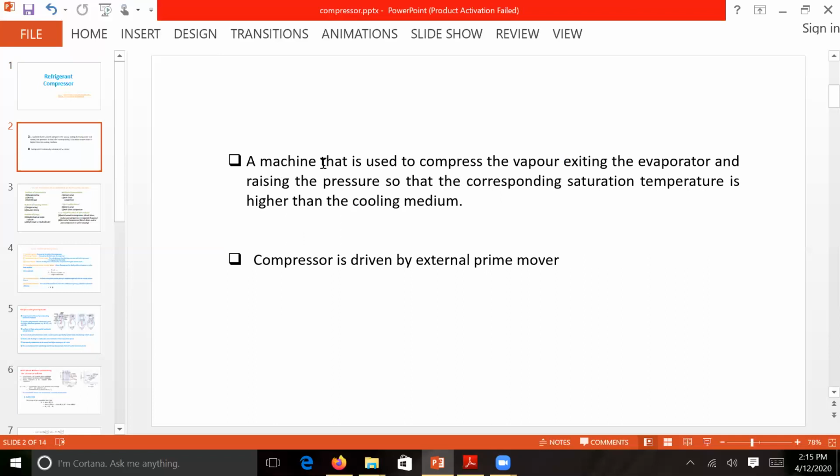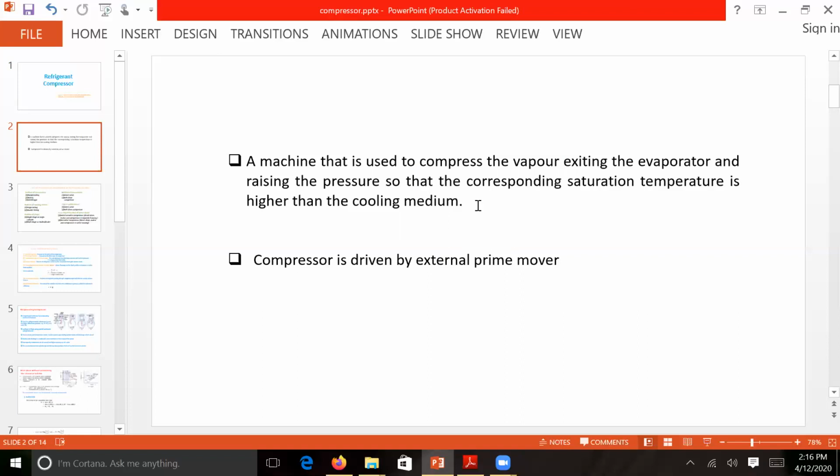Suppose the refrigerant has a condensation temperature of 35 degrees Celsius at 5 bar, and your ambient is at, let's say, 36. Then your compressor definitely has to go to a pressure above 5 bar, around 6 or 7 bar, where your saturation temperature will be somewhere around, let's say, 30-35, so that it can radiate heat to the ambient. If the temperature difference delta T is there, then only will heat transfer happen.